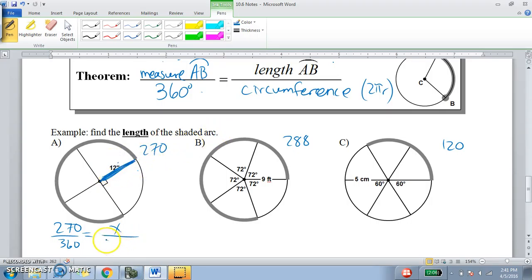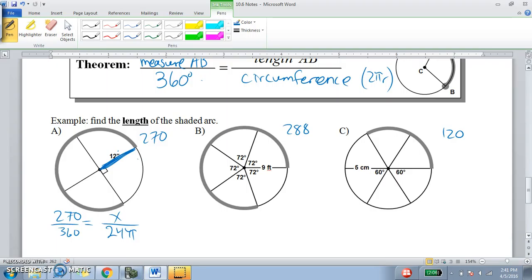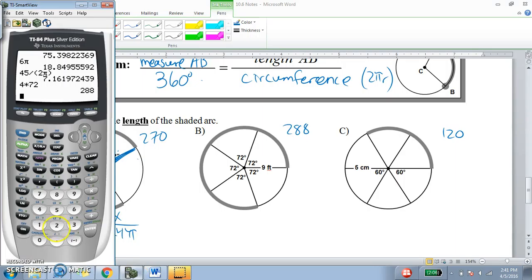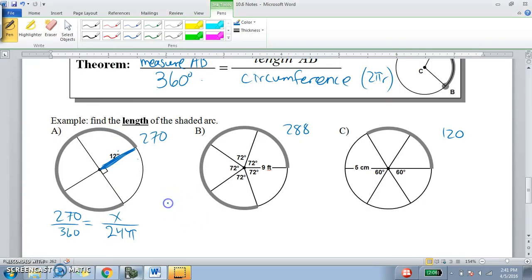Now, to solve a proportion, we know from a couple chapters ago, we're just going to cross multiply. So 270 times 24 pi gives me this number, 20,357.5, I think it was, and that equals 360 times x. So we're just going to divide both sides by 360.